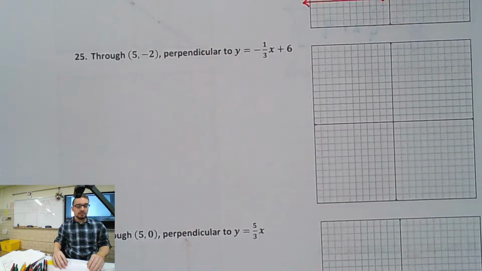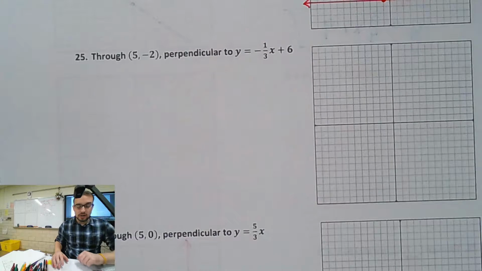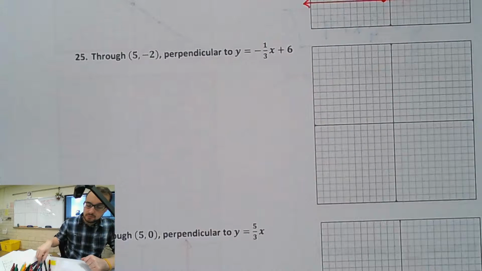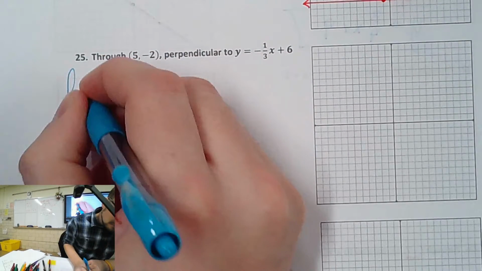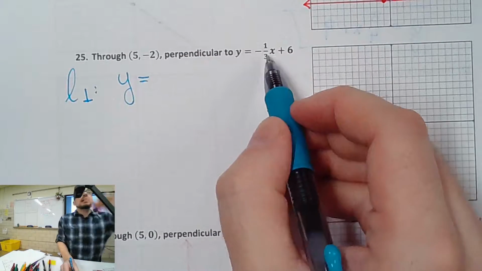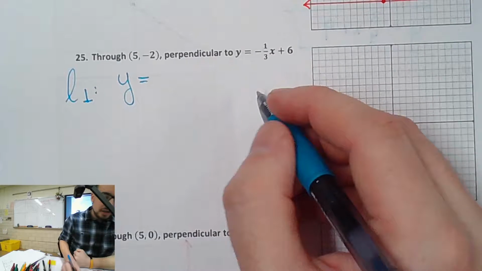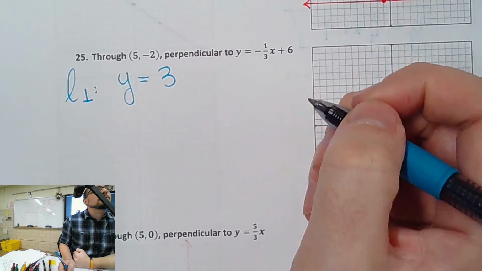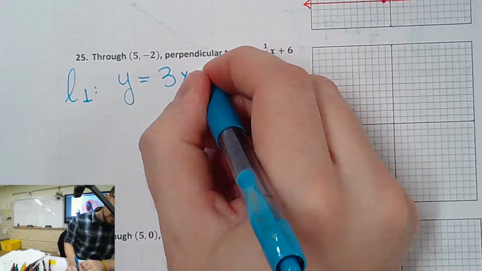Look at 25. We want an equation that's perpendicular, which means the slope is going to be flipped and negated, right? So our slope for a perpendicular line is going to be -1/3 flipped. What happens when you flip a third? 3/1, which is 3. Change the sign to make it positive, right? So the equation here is going to have 3x plus b.